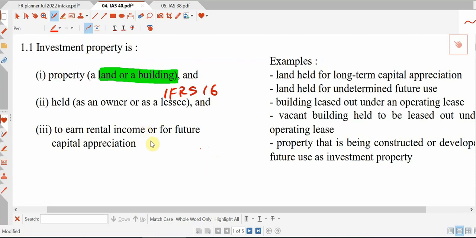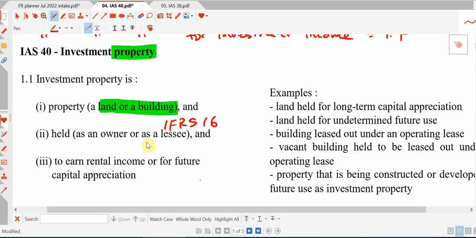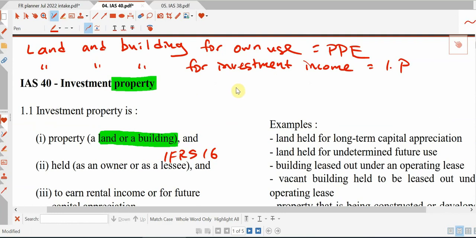To earn rental income or for future capital appreciation. Now, it can be both together. We buy a building, we rent out to collect rental income, and we wait for 5 years. Try the market value. Not nice. We wait for another 5, make it 10 years, and then we sell to make the capital appreciation. So that means, in short, the investment property is for passive income. It's not for active income, okay, passive income. Whereas if you look at the PPE, that one is for active income. We are using the asset in our main operation, active income. This is for passive income.